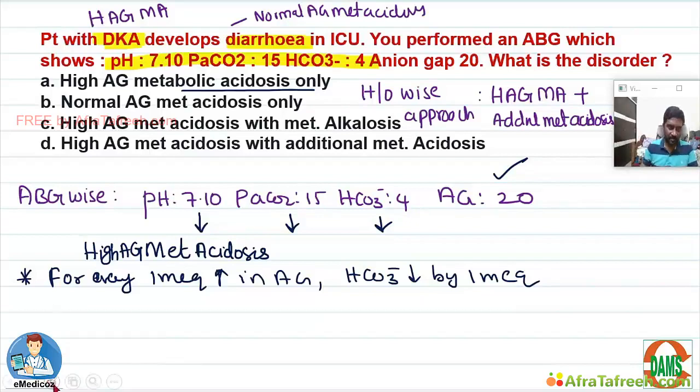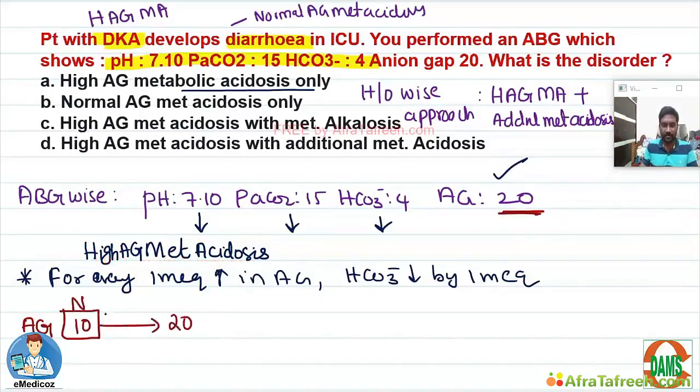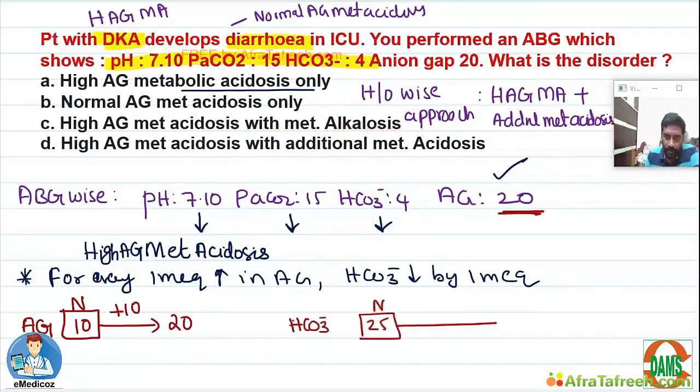Now let us see, is this relationship followed in this question? With respect to anion gap, if I consider the normal value as 10, how much is the value in the question? 20. So it has increased by 10. Now coming to bicarbonate, from a normal value of 25, it should have decreased by 10 and stayed at 15. But if you see in the given question, bicarbonate has become 4.